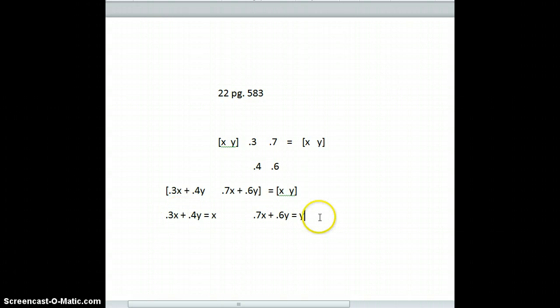So we get these two equations. Now you only need one of these equations going forward, and I'll just take this one. Okay? So you only have to pay attention to one of them to get your final answer, and we'll just work with this one.